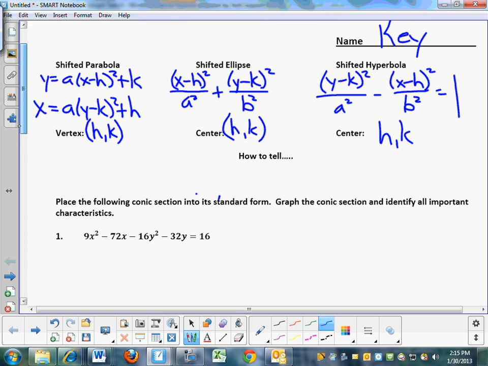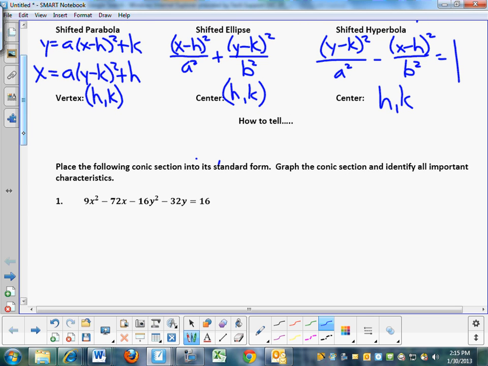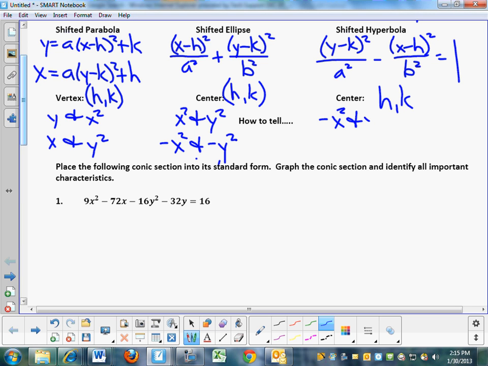How do you tell the difference between these? What if I give you this right here? This is one of those three. Which one is it? Is it a parabola, hyperbola, or an ellipse, or possibly a circle? Parabolas have either a y and an x squared, or an x and a y squared. Ellipses have an x squared and a y squared, or a negative x squared and a negative y squared. Whereas a hyperbola has a negative x squared and a y squared, or an x squared and a negative y squared.